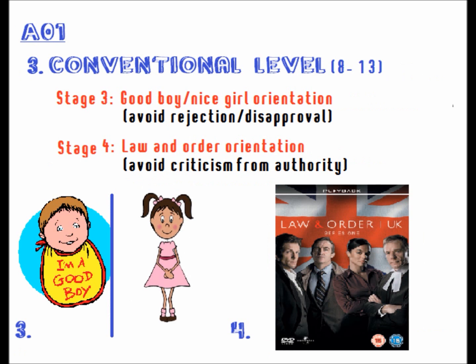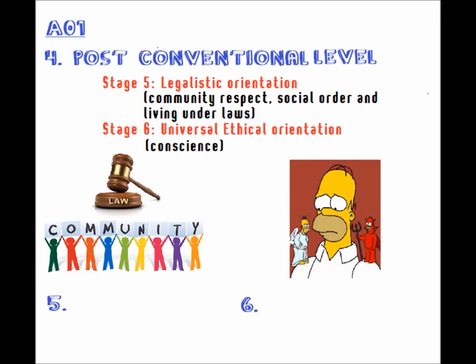Level 2, conventional level, 8 to 13 years. Stage 3, good boy, nice girl orientation. Morality is motivated by a need to avoid rejection and disapproval from others. Stage 4, law and order orientation. Morality is motivated by a need to avoid criticism from authority. Level 3, post-conventional level, 13 to 20 years. Stage 5, legalistic orientation. Morality is motivated by community respect, social order and living under laws. Stage 6, universal ethical orientation. Morality is motivated by the conscience.